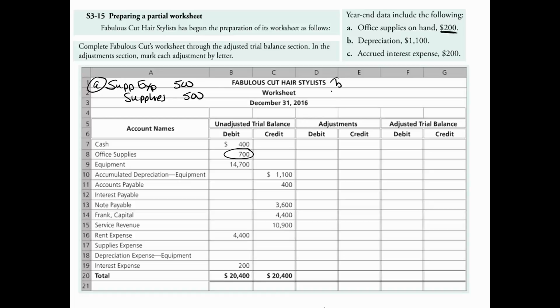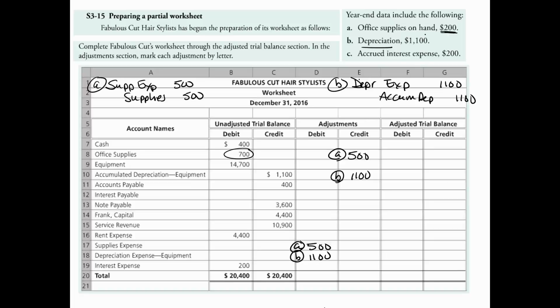For B, I see depreciation expense. So let's go ahead and put those in. I debited supplies expense 500 and I credited office supplies 500, and that's for transaction A. For B here, as soon as I see depreciation, I know I'm going to debit depreciation expense 1100, and I'm going to credit accumulated depreciation 1100. So we can put that on here. Depreciation expense is the debit, and accumulated depreciation is the credit.